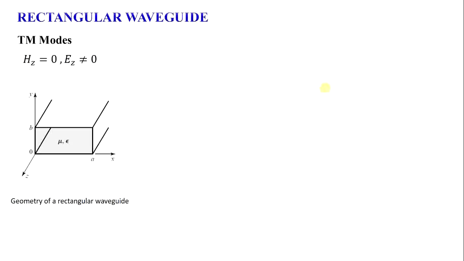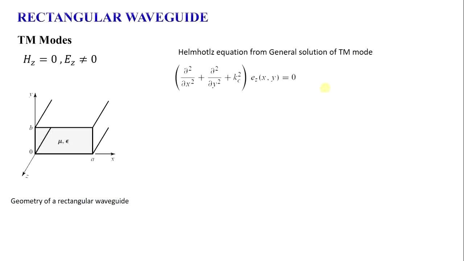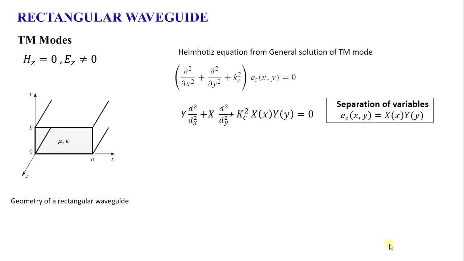So in order to find out Hz, we will first start with the Helmholtz equation from the general solution of TM mode, which is given by this equation. Here again Ez(x,y) is a function of x and y only, so we can use the separation of variables and separate it as X(x) and Y(y) and put this value in this equation. We get Y d²X/dx² plus X d²Y/dy² plus kc² X(x)Y(y) equal to 0.